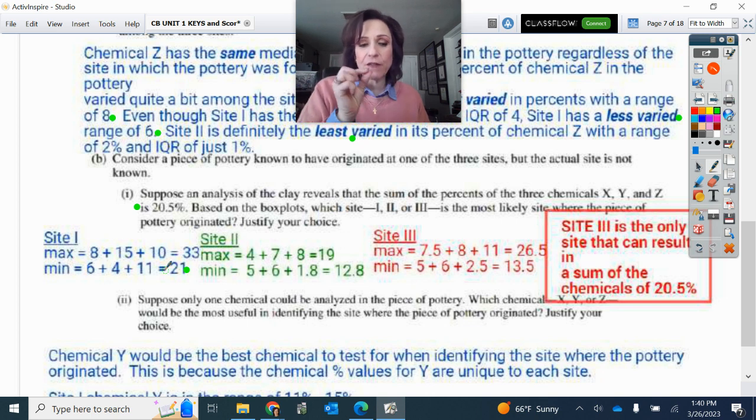They would accept that if you just did that minimum and said, therefore, that sum of 20.5 could not come from site 1. Okay, the maximum, by the way, is 33.